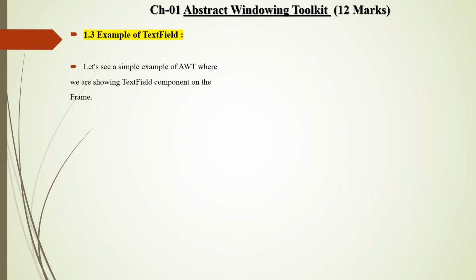Let us see a simple example of AWT where we are showing a text field component on a frame. So simple, we create one frame and inside the frame we create one text field component. For the code, first we import the java.awt package. Then we create one class named TextFieldExample. Inside the class we define the main method, public static void main(String[] args).